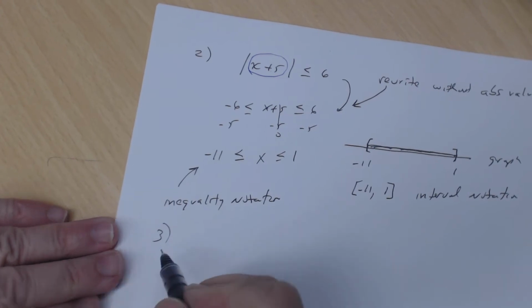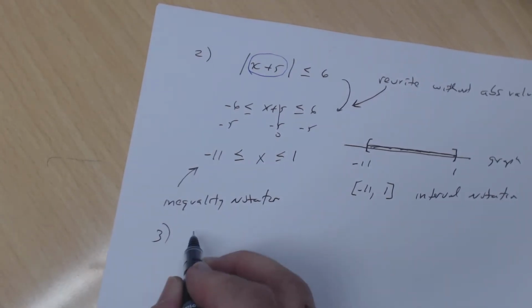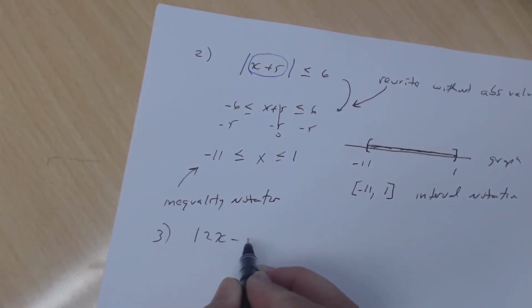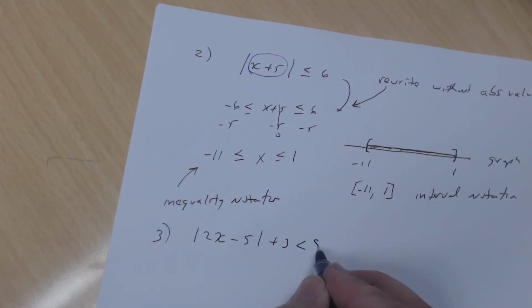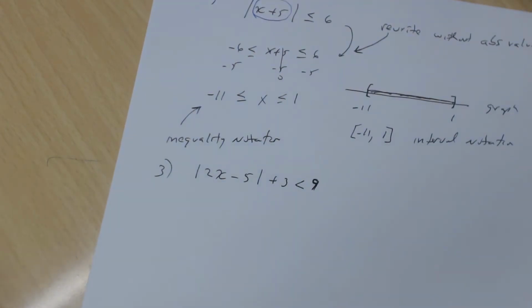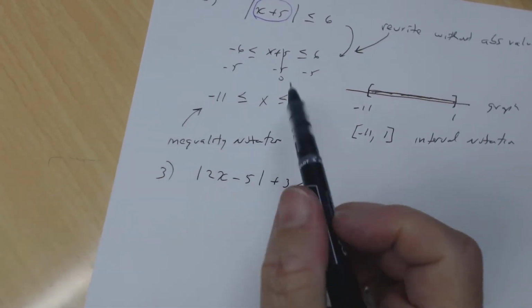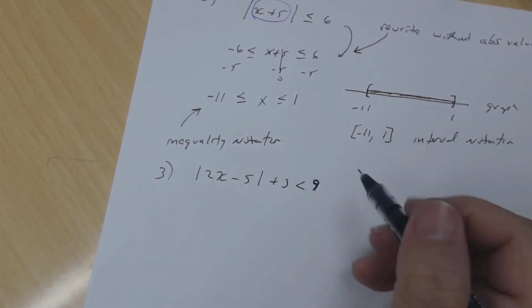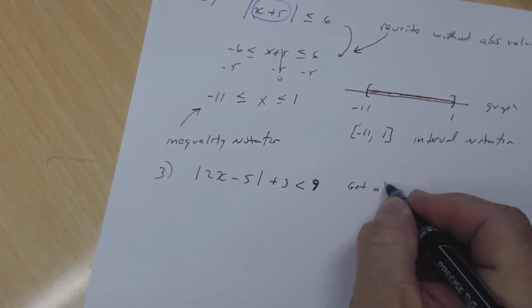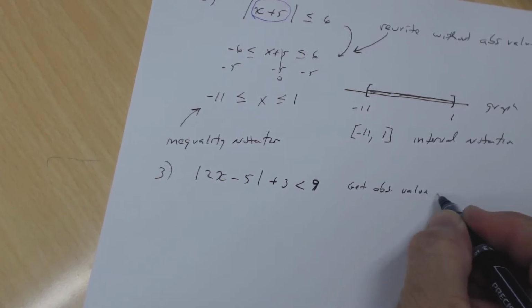All right, number 3. Suppose we had the absolute value of 2x minus 5, plus 3, is less than, let's say, 9. Now, the difference between this one and the previous one is that in this one, the absolute value bar is not by itself. So the first thing you want to do is get the absolute value by itself.